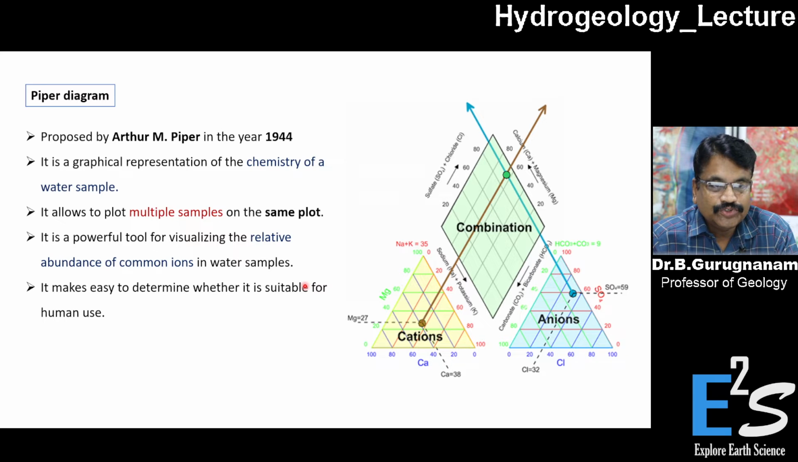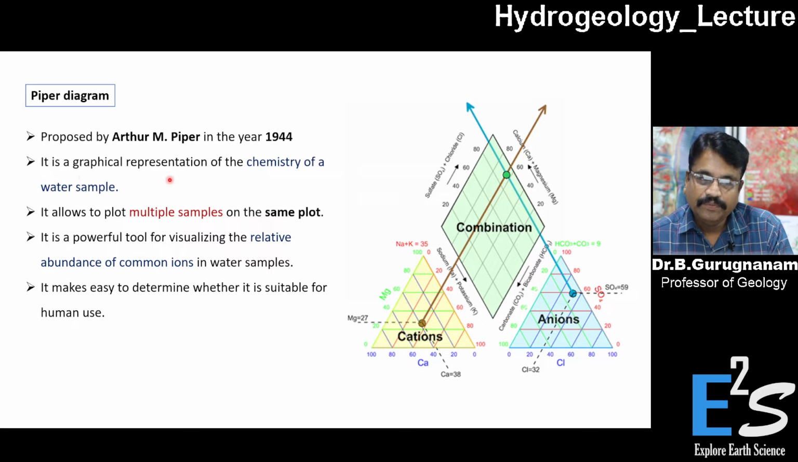It was proposed by the scientist Arthur M. Piper in the year 1944. So almost all diagrams are old, but still this diagram speaks a lot of information about the interpretation of water quality. Only this is being used by most groundwater chemistry geologists and persons working on water quality.